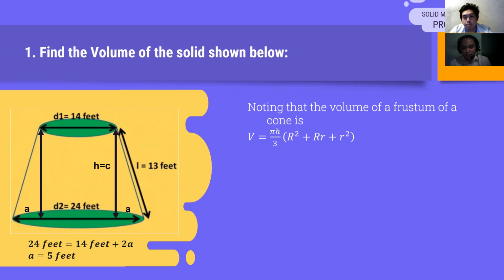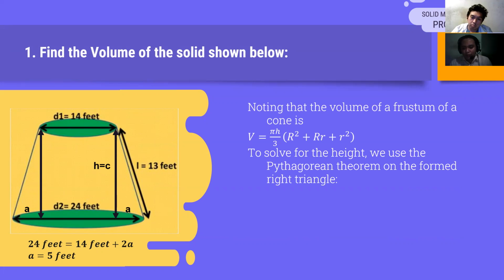h over 3 times the quantity large R squared plus large R times the small r plus small r squared, wherein the large R represents the radius of the lower base while the small r represents the radius of the upper base. In the figure, 13 feet is not the height, but rather is the slanting length. So we still have to solve for its height.